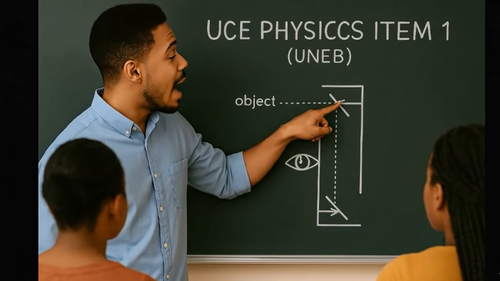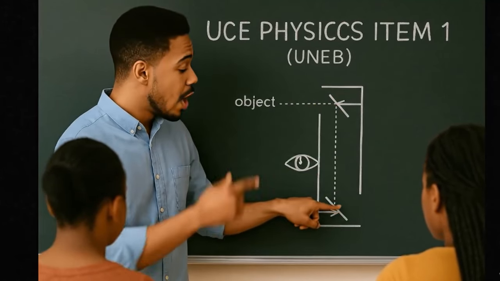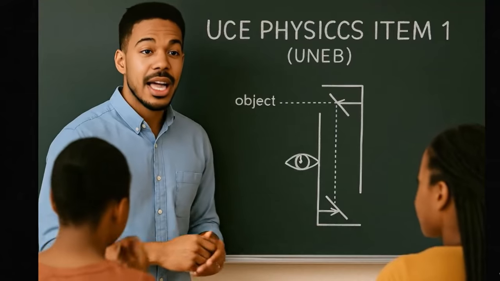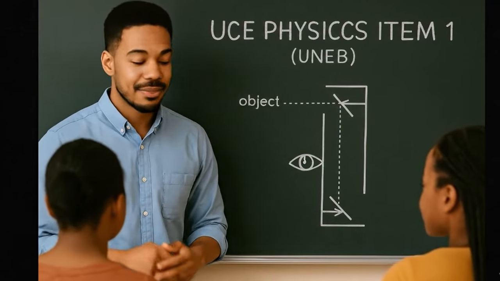So the light from the object hits this top mirror here, reflects down to the second mirror, and then reflects straight into your eye.